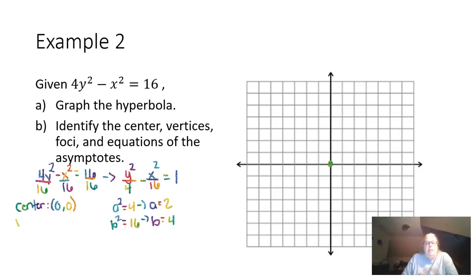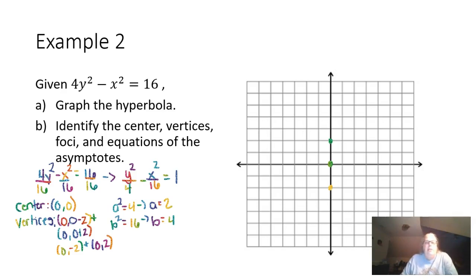The vertices, remember this time it's going to be on the y-axis, and so we're going to keep the x-coordinate of the center, and we are going to add and subtract a from the y-coordinate. So we're going to be at 0 and 0 minus 2, 0 and 0 plus 2, which is 0, negative 2, and 0, positive 2. This is where we can find our vertices. So there'll be one here, and there'll be one here.